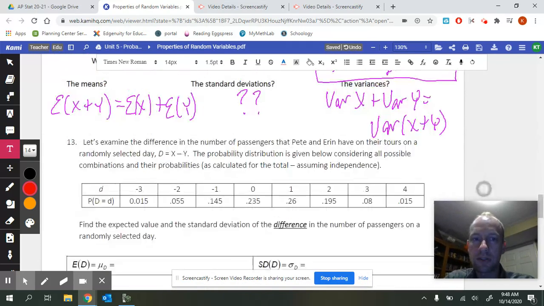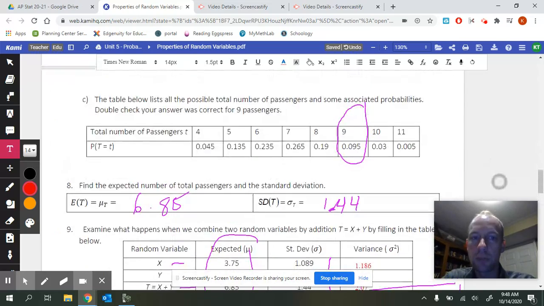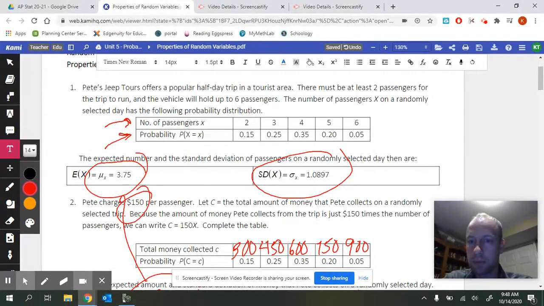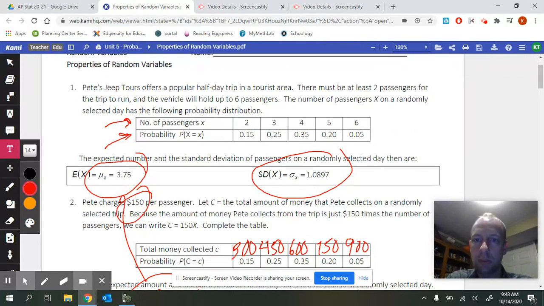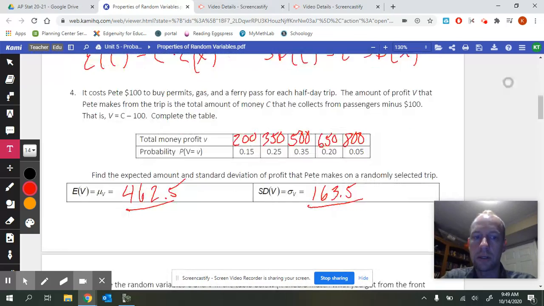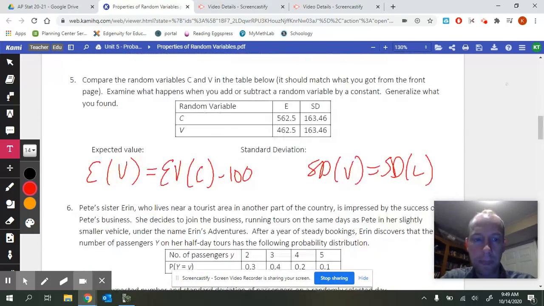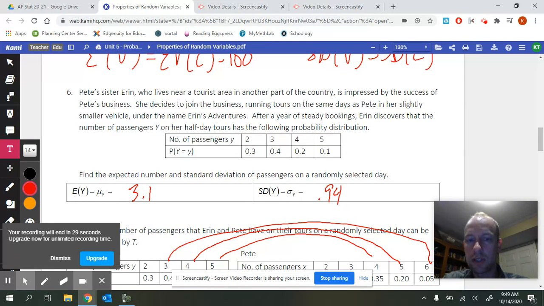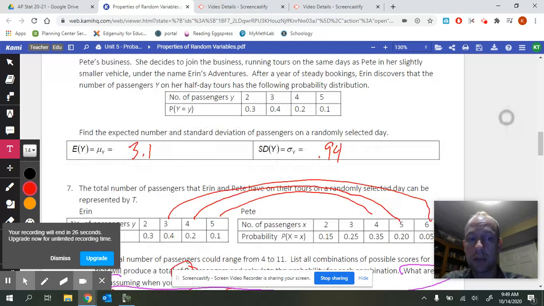And if you go back to just examining each one of those independently, you remember that Pete has his own distribution. This is his distribution right up here. And Erin has her own distribution. Her distribution is right here. And if you combine them either with adding or subtracting, that is going to increase the diversity of the responses. And so, yeah, variances are going to add even if I subtract them.